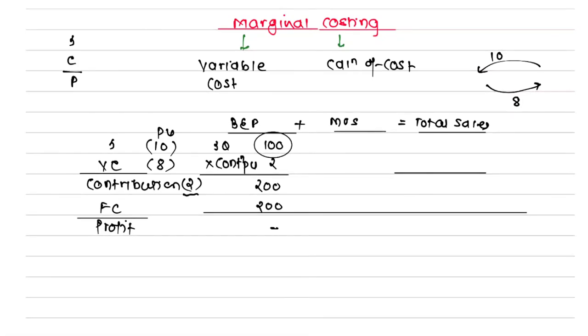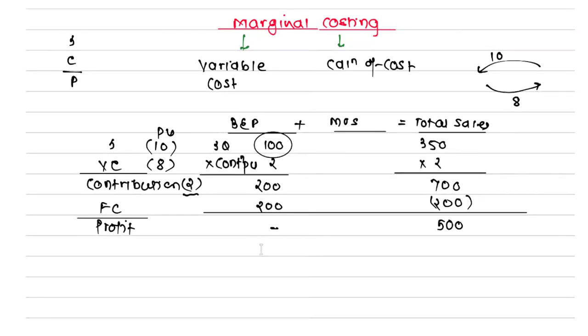Same format. If I say I want to earn 500 rupees of profit, can you tell me how many units I will have to sell in totality to get 500? To get 500 you first have to make arrangement for what? Fixed cost, which is 200. So you should get how much in the bank account? 700. You will pay your fixed cost, then 500 is left with you, which is your profit. Now every unit gives you how many rupees? 2, right? So that is 700 divided by 2.